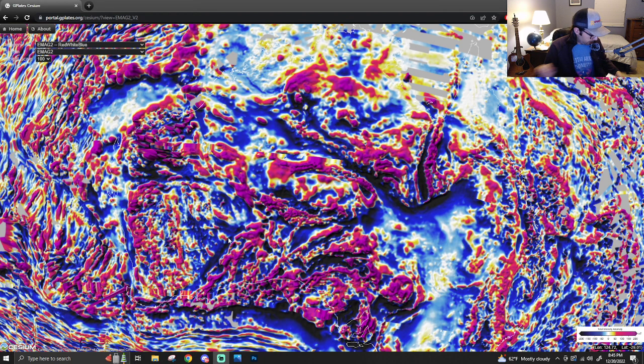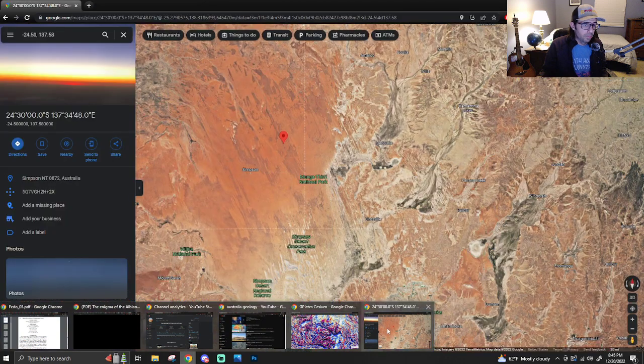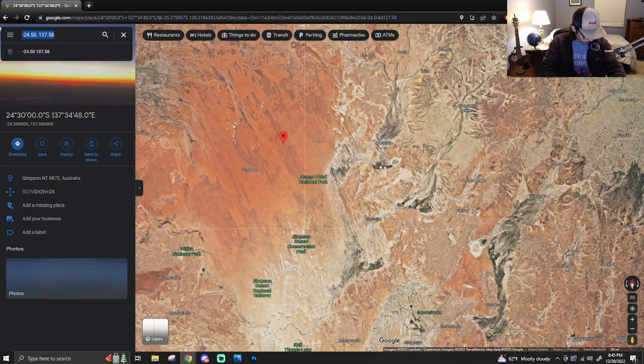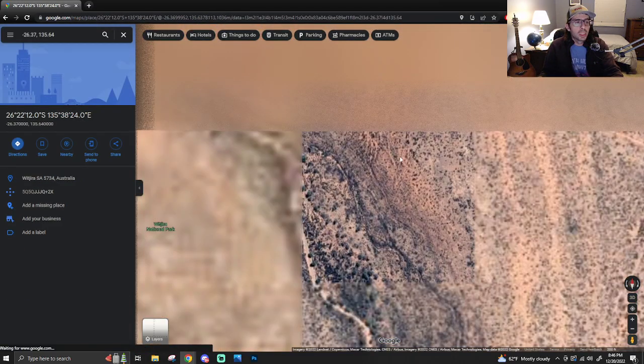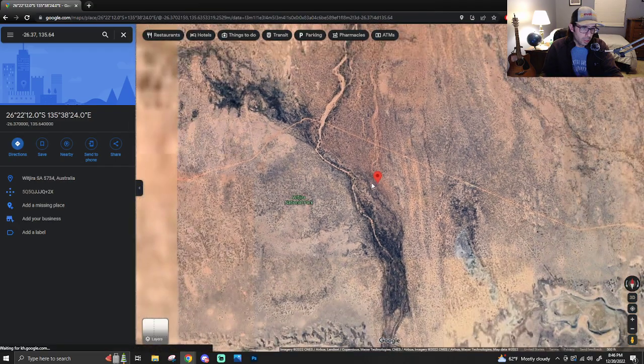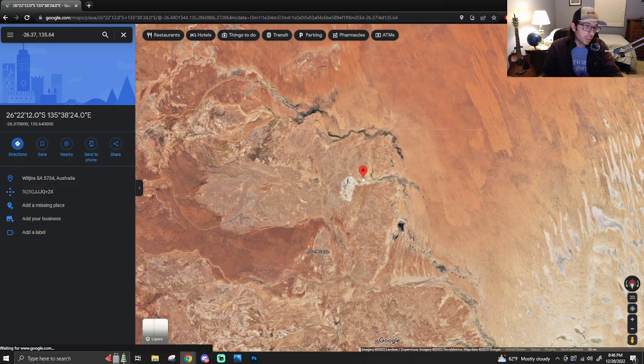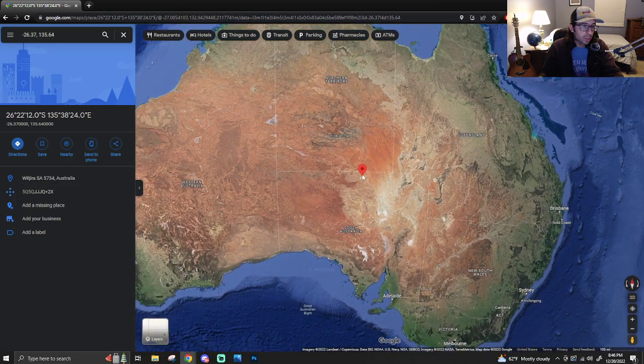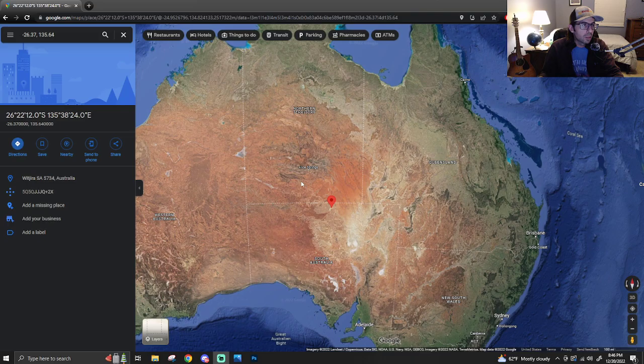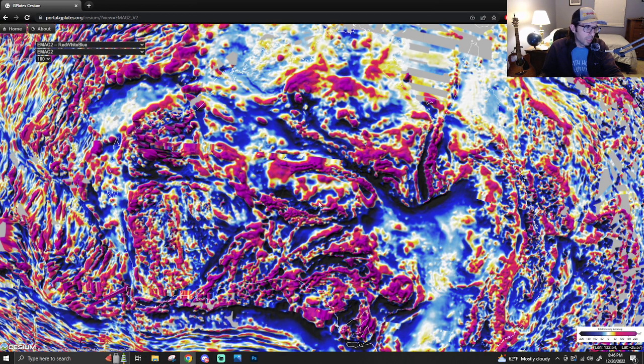Okay, so let's just find this third Siphuncle that I wrote down. Minus 26.37, 135.64. Okay, I'm not sure I'd call this necessarily a Siphuncle. It was by some features that are named. I'm not sure what to make of it.